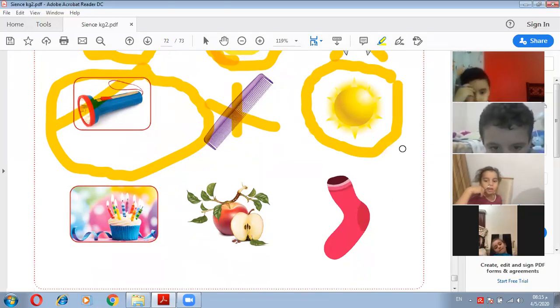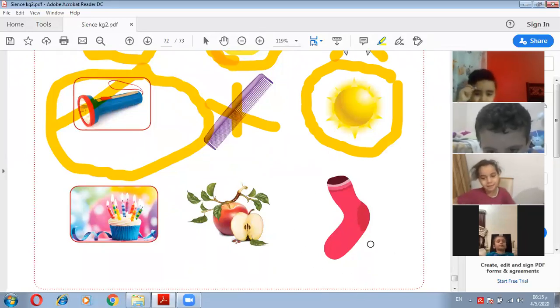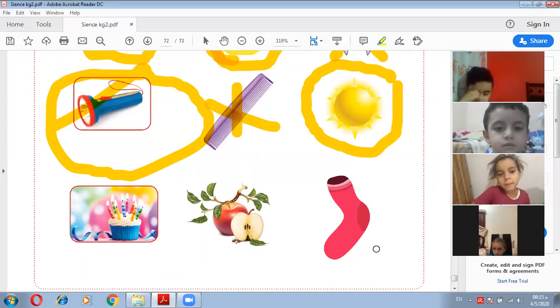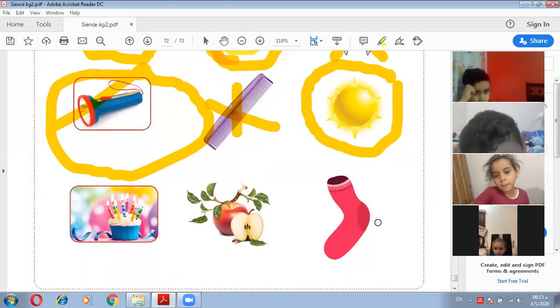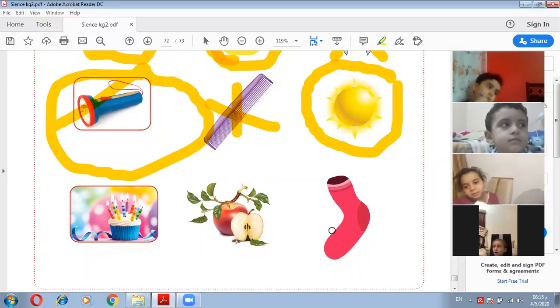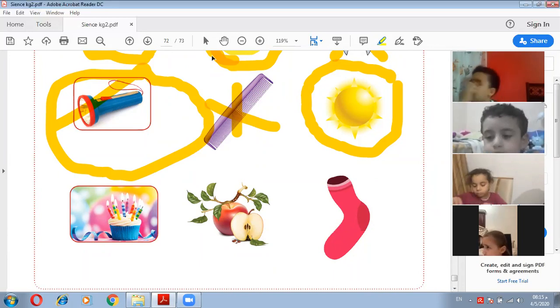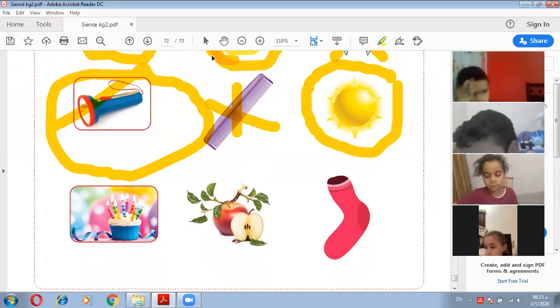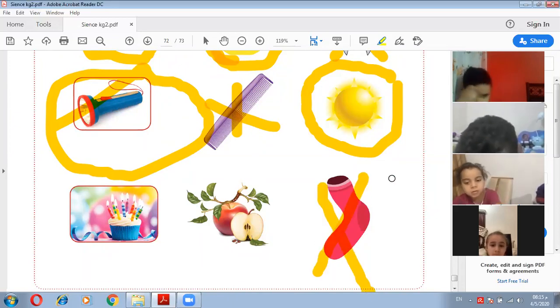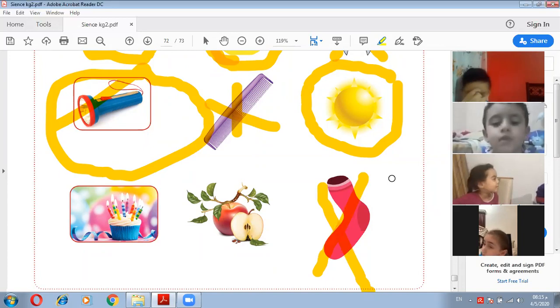Here we have, what is this? Who can tell me what is this? It's not socks. It's just a sock. This is just one sock. But if we have a pair of socks, it's called socks, okay? Does a sock give us light? No, we can wear it on our foot. So that's wrong. Cross it also. We cannot take light from the sock.